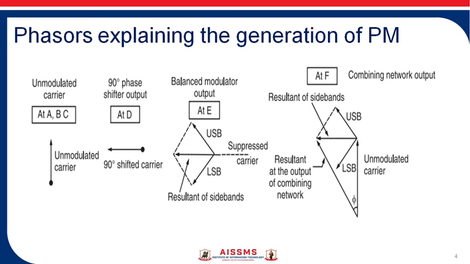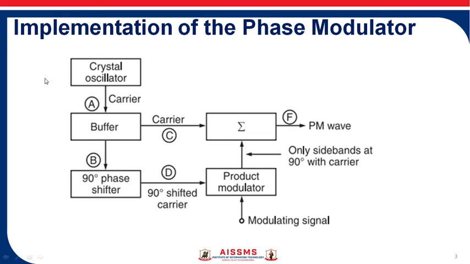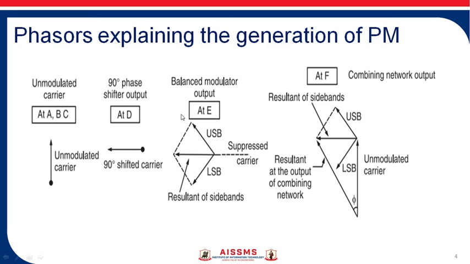The phasor diagram here explains how phase modulated signals get generated. At points A, B and C, the signals are the unmodulated carrier. In this diagram also you can see point A, point B and point C. The next is point D, where the carrier signal gets 90-degree phase shifted, meaning this unmodulated carrier gets 90-degree phase shifted over here, and it is the input to the balance modulator. Another input of the balance modulator is the modulating signal.